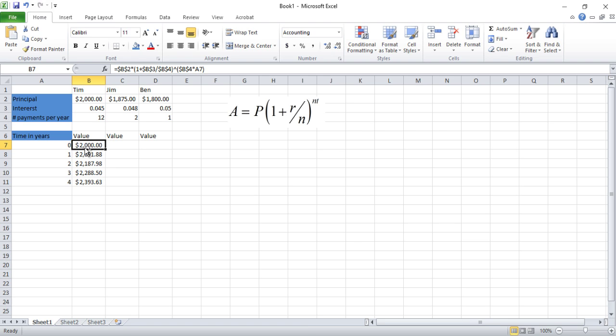So now I want to do the same thing for Jim. So a quick way to do this is just to copy the top cell for Tim's calculation and then paste it into Jim's cell. So Control-C is copy and Control-V is paste. And then I need to change my values because I'm not working in column B anymore. So wherever there's a B, I need to change it to a C. So you can see in the bar at the top, I'm just changing my B's to C's. And again, my years is always in column A, so A7. And I have 1,875, and that's what he started off with. And then I'm going to fill down and get the calculations for Jim.